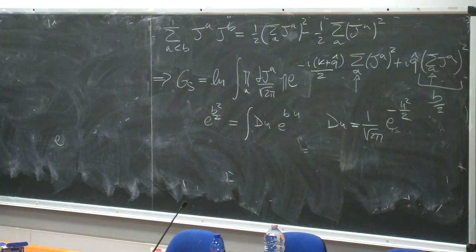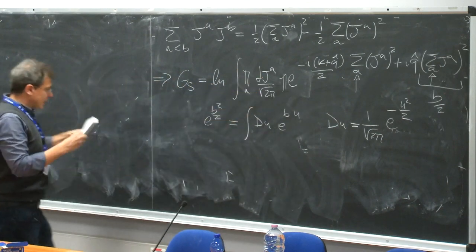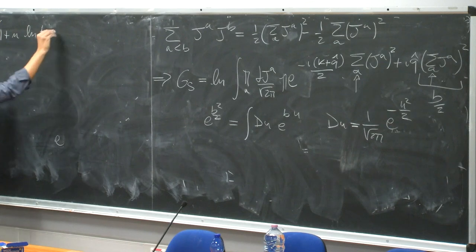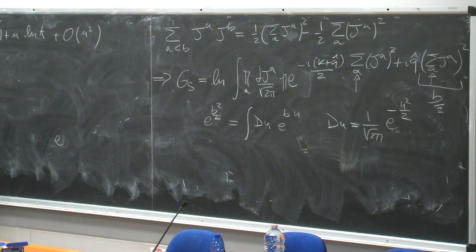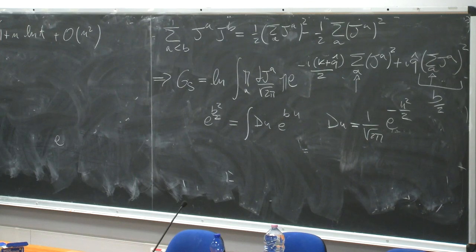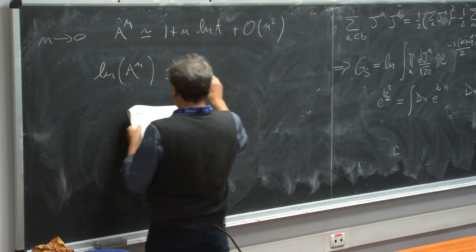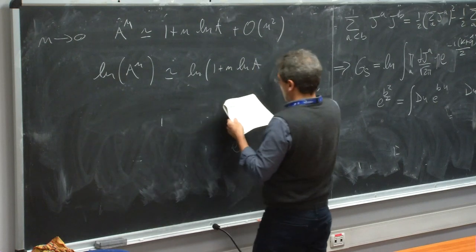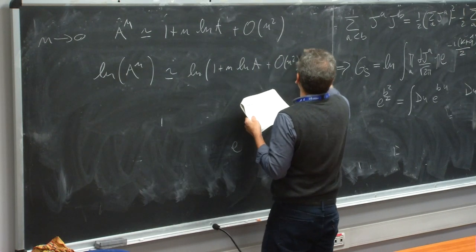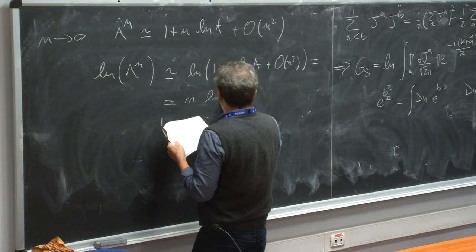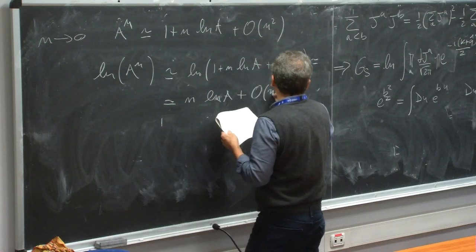And let me remind you that you have something like this, A to the power n, where this A is the integrand, okay? And this, for small n, is equal to 1 plus n log A plus terms of order n squared, which means that since we have a log outside here, we have that log of A to the n will be equal to the log of 1 plus n log A plus big O of n squared, which in the small n limit is going to be equal to n log A plus terms of order n squared. Okay?